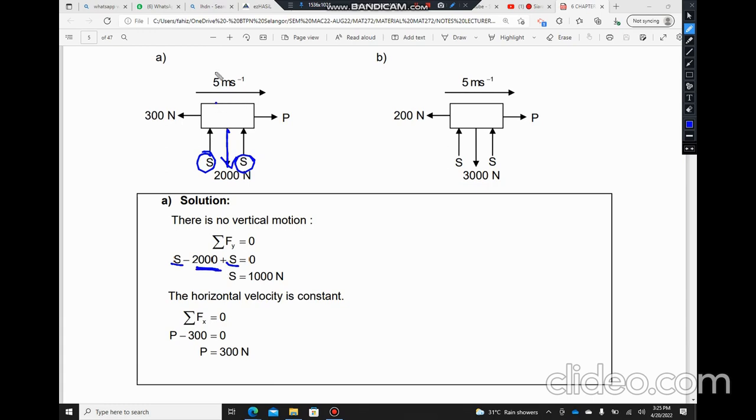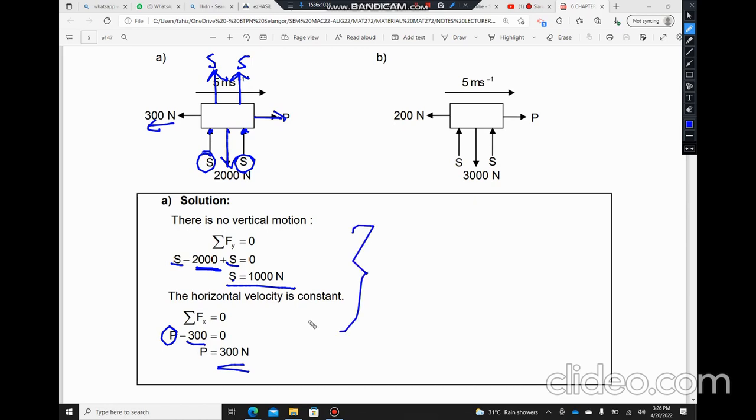Dia kadang-kadang dia buat dekat atas ni rajah kan. Kadang dia letak dekat atas S dengan S. Kadang dia letak pada sama tempat yang sama. Cuma awak kena make sure tengok pada direction arrow ni. Okay, so S equals to 1000. And then horizontal velocity untuk yang ni okay, 3000. Okay, P ke kanan. So P and then ke kiri 300. So minus 300. So your P is equals to 300 Newton.